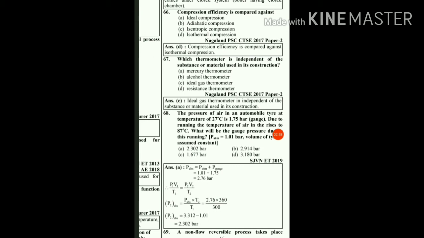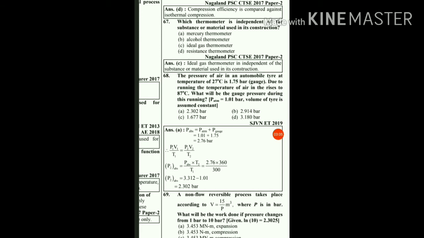The next question: which thermometer is independent of the substance or material used in its construction? The options are mercury thermometer, alcohol thermometer, ideal gas thermometer, resistance thermometer. So option C will be the right one, the ideal gas thermometer, which is also called a gas thermometer. So option C will be the right answer.